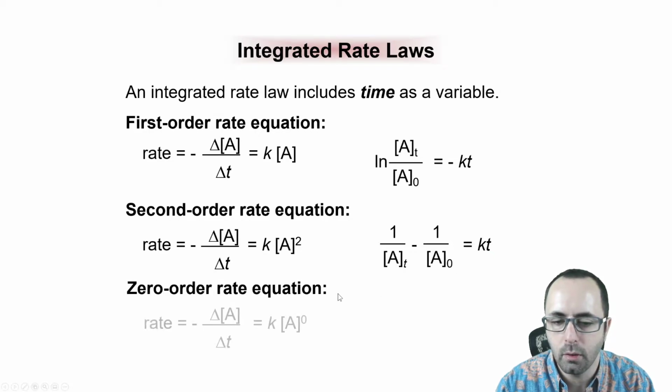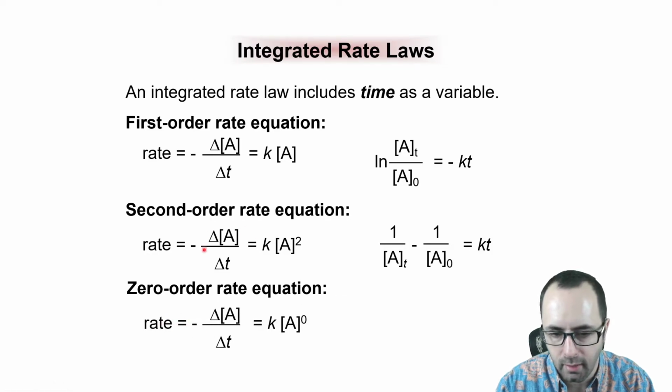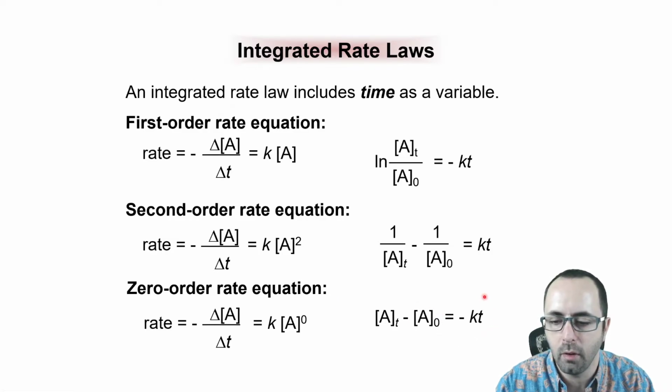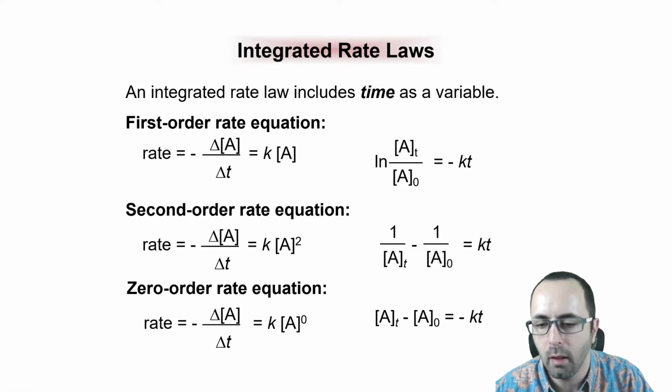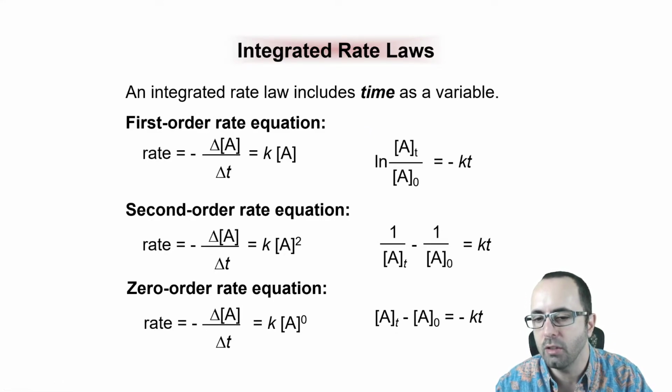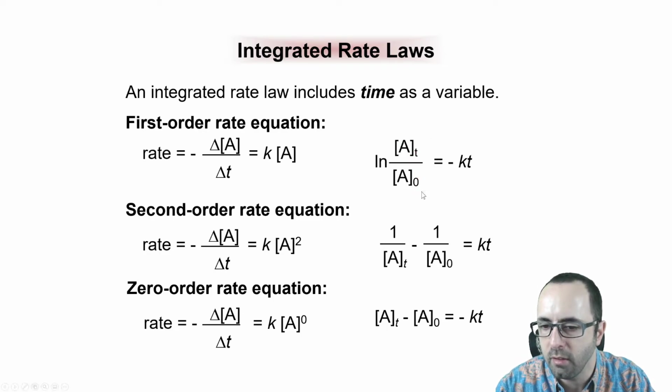And finally, for a zero order equation, the rate is always change in concentration A over change in t. That equals k times the concentration at time 0. And if you integrate that, you get concentration of A at time t minus concentration of A at time 0 equals negative kt. Again, you will always be provided these integrated rate laws. You don't have to do calculus like I just did. But these are the integrated rate laws, and the value of them is they give you a relationship between the concentrations at various times and how much time has passed.